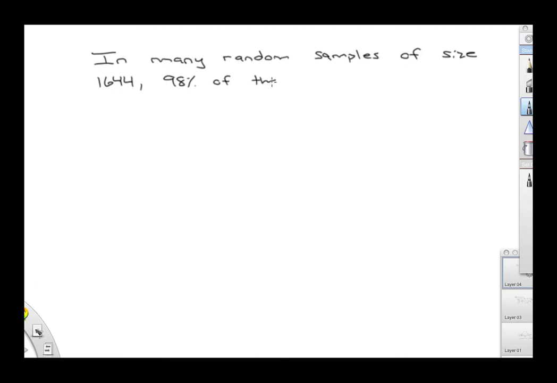Okay, so for us, what does that mean? So that means in many random samples of size 1,644, which has to be the same size as the sample we took, 98% of the samples will produce confidence intervals, and that's what you saw on that picture that I was just drawing, that contain the true proportion, or P. Now we're just putting that into context.